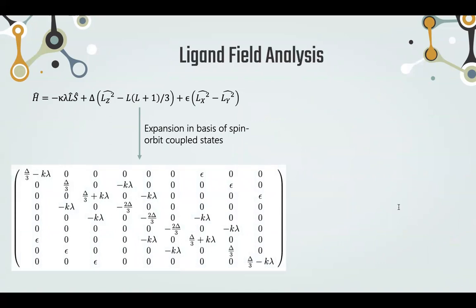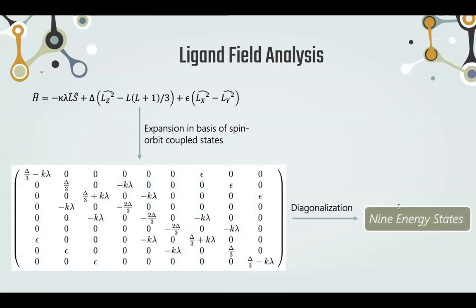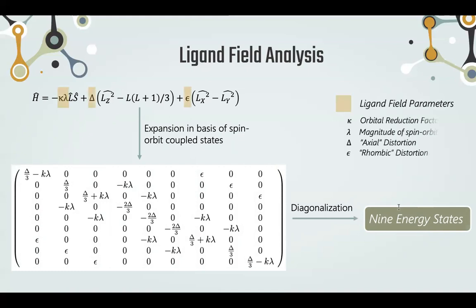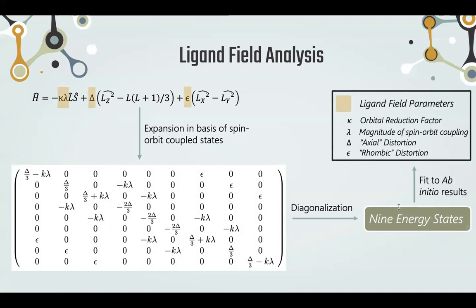This matrix shows the expanded model Hamiltonian in the basis of functions. Diagonalization of this 9x9 matrix gives 9 energy states, which can be put in correspondence to ab initio states. We find the 4 ligand field parameters by fitting model states to ab initio results, by minimizing the standard deviation between the two sets of energies. We use a minimize function in the Python library SciPy. The 4 ligand field parameters are lambda, delta, epsilon, and kappa.